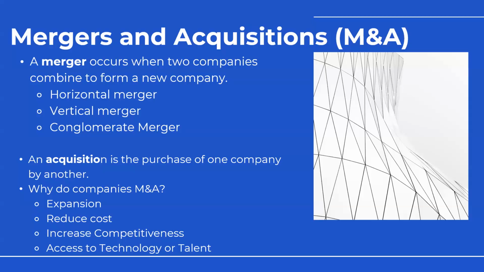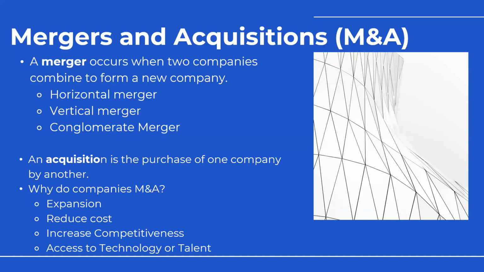Mergers and acquisitions, also known as M&A. A merger occurs when two companies combine to form a new company. In this process, both companies cease to exist independently and join forces to create a single, larger company. Mergers are often seen as a strategy to achieve synergies, where the combined company benefits from greater market share, reduced cost, or increased efficiency. There are three different types of mergers.